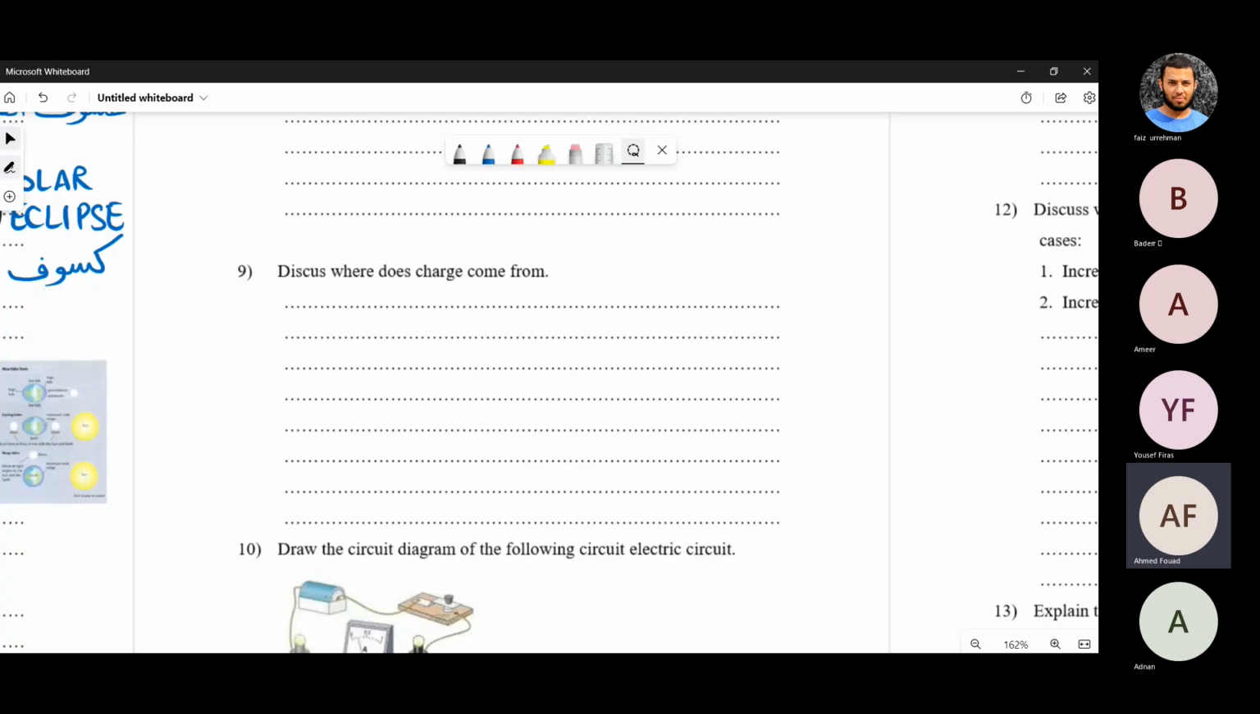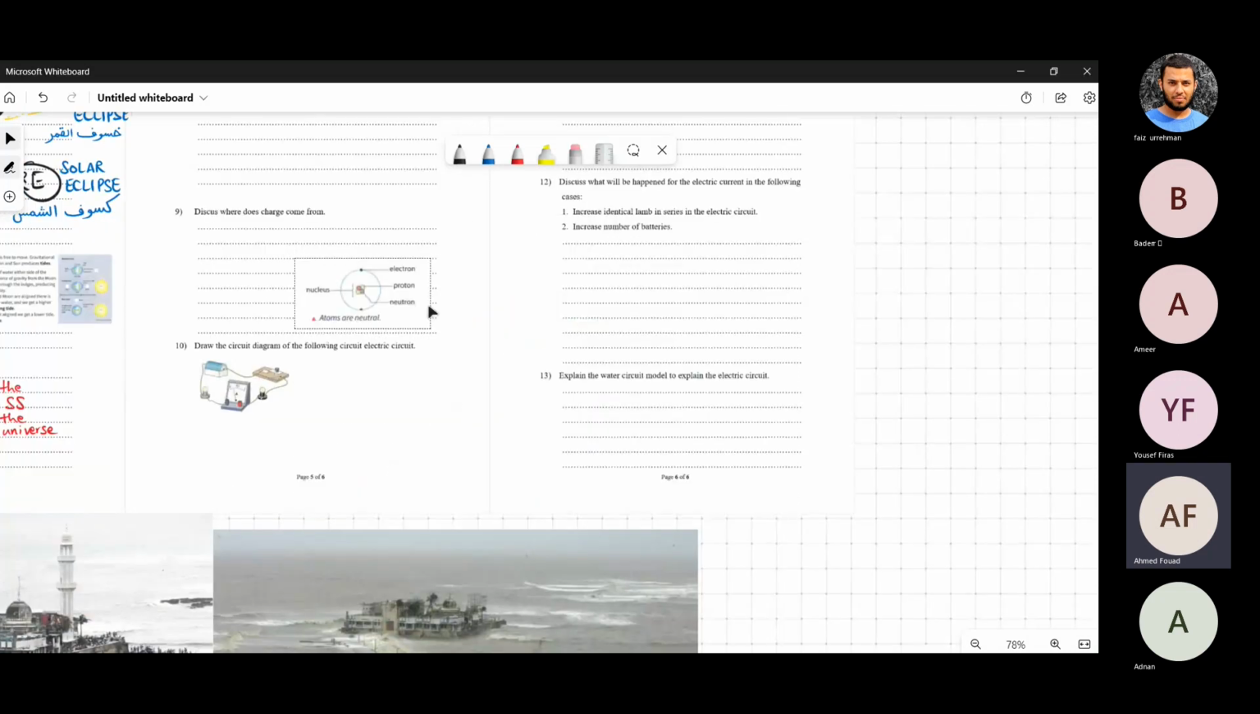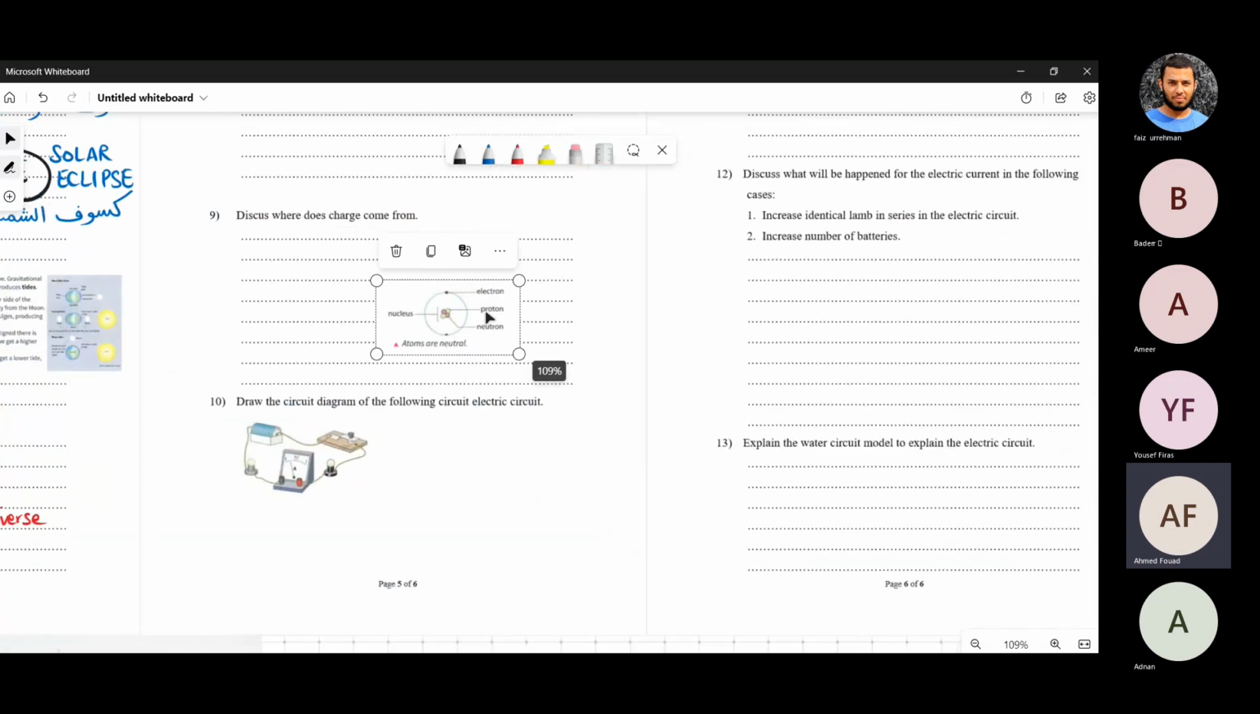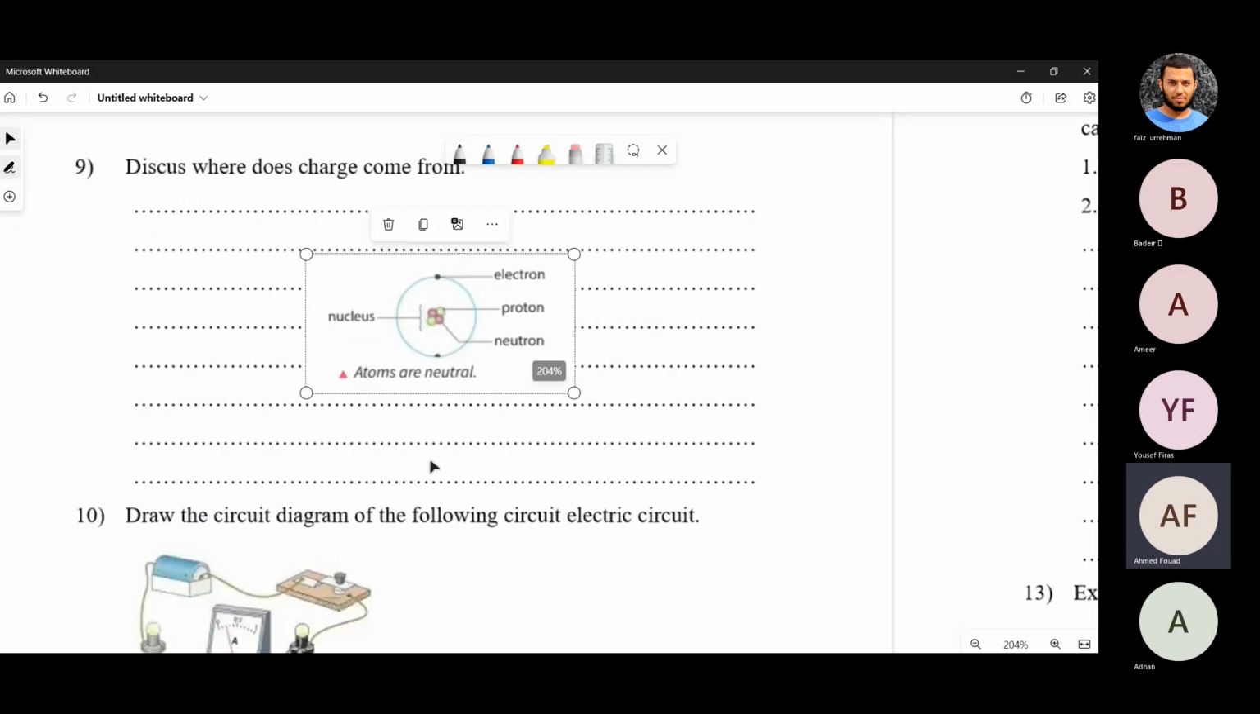Okay. Inside the atom, there are positive and negative charges. The electrons are negatively charged and the protons are positively charged. Whenever there's one missing proton or one missing electron, then the atom will become charged. That's where the charge comes from.